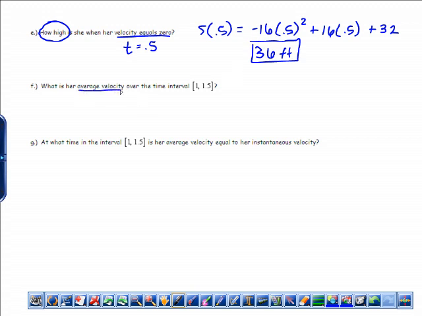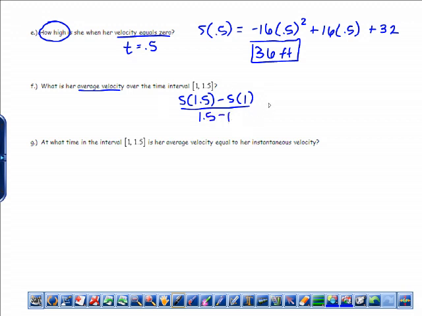What is her average velocity over this time interval? Remember, average velocity is not instantaneous. We're not looking at the derivative. We're looking at the original function. We're looking at the position function. We're finding s of 1.5 minus s of 1 over, this is what we did on the first page, 1.5 minus 1.